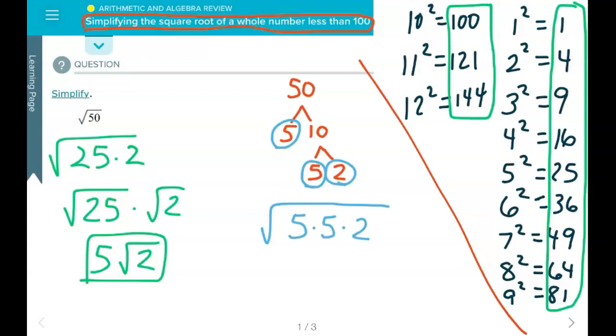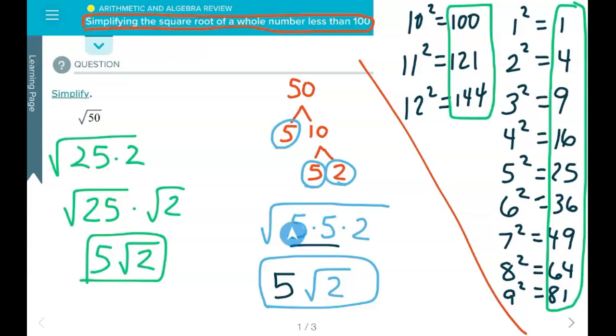Now you're going to look for pairs of the same number. We've got a pair of 5s here, pairs of the same factor. And so the square root of 5 times 5 is 5. And then the 2 is still left underneath it. One little thing I teach my students, just kind of helpful: in order to square dance, you need a partner. And so these 5s have a partner, so they can square dance. We can take the square root of 5 times 5 and get 5. So whichever of these methods you prefer is fine.